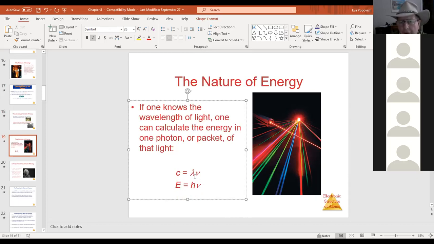What I was going to do is make a new equation out here where energy is equal to hc divided by lambda. All I've done there is translate that c divided by lambda is equal to nu.